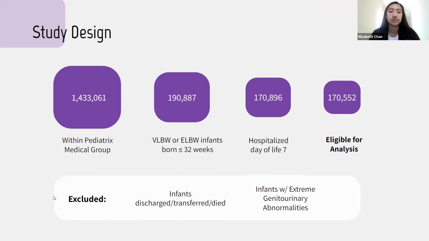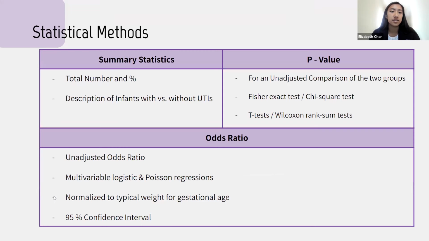Stata was used for the statistical analysis, and p-values were calculated for unadjusted comparison of the two groups using either the Fisher exact test or a chi-square test of association for categorical variables, and a t-test or Wilcoxon rank sum test for continuous variables. Multivariable logistic and Poisson regressions were used to evaluate the adjusted odds of UTIs, normalizing the infant's weights to the typical weight for gestational age. From the final model, odds ratios with 95% confidence intervals were reported, as well as predicted probabilities.